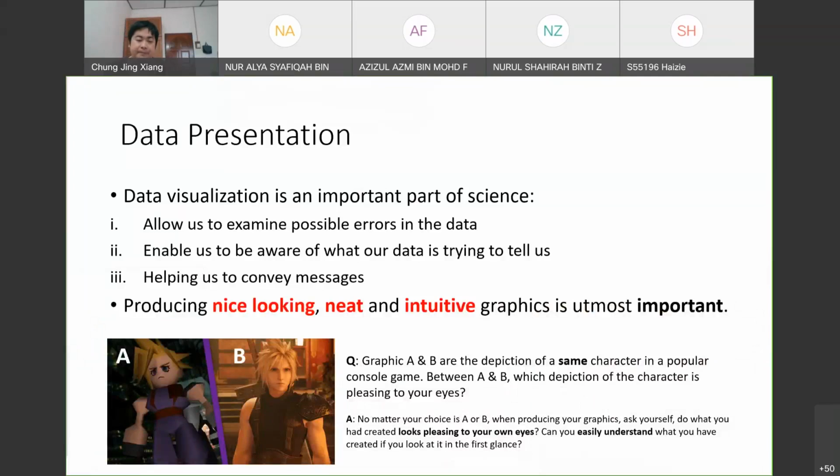So data visualization is an important part of science. The reason is that it allows us to examine our data. Let's say you collected some data, and if you don't visualize it, you don't know what the problem is. Let's say you try to record some parameter, for example rainfall. You collect the rainfall data every minute, using an instrument, obviously.